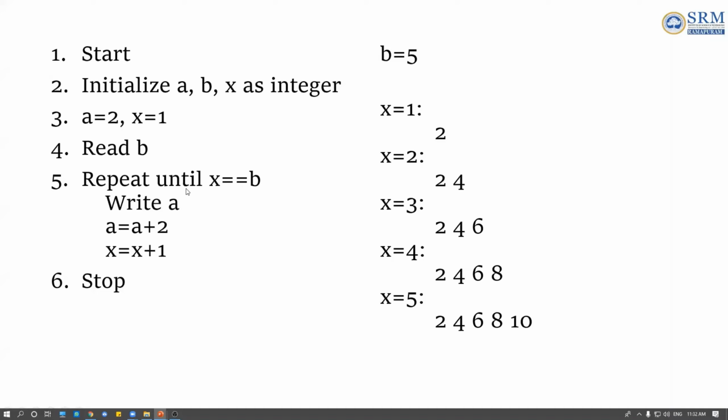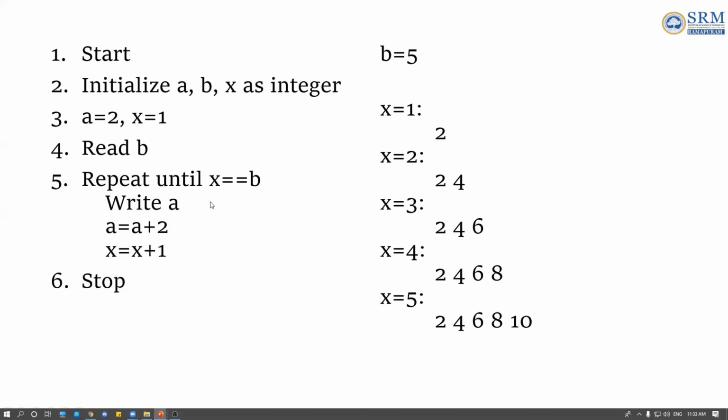Now, since the value of x is 2, the value of a in the previous step had become 4 right here. So now the value would be displayed as 4, and then the value of a is increased to 6, and the value of x is increased to 3. So that's how the program keeps flowing until the value of x is equal to 5.